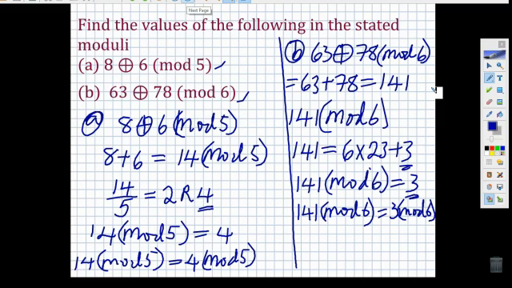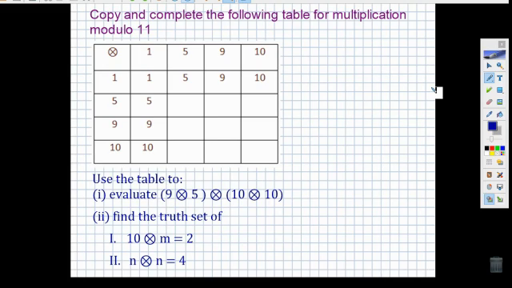Moving ahead, we have a question which says copy and complete the following table for multiplication modulo 11.